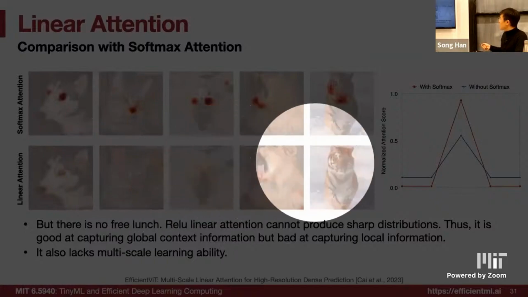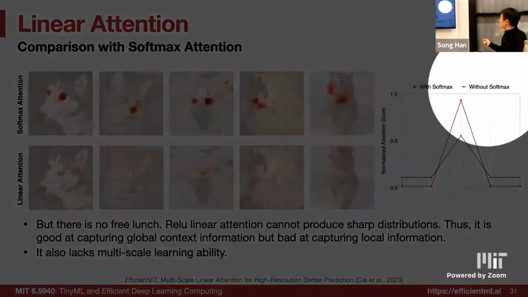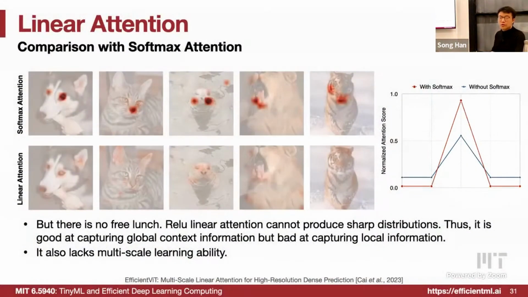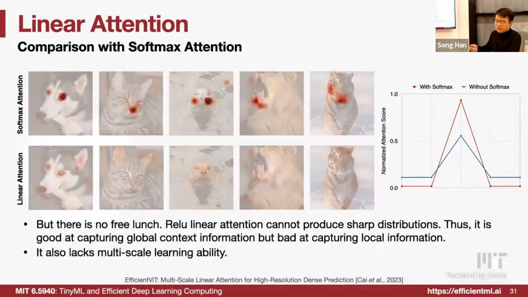It becomes very flat. If we plot it, it's indeed the case, using the softmax versus without using the softmax attention. The blue curve becomes much flatter compared with the red, which shows that the ReLU linear attention cannot produce sharp distributions. So it's good at capturing global context information, but not good at capturing local information. This local information is not captured in the linear attention, and it also lacks multi-scale learning ability.